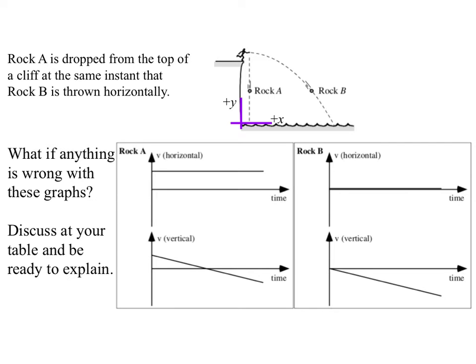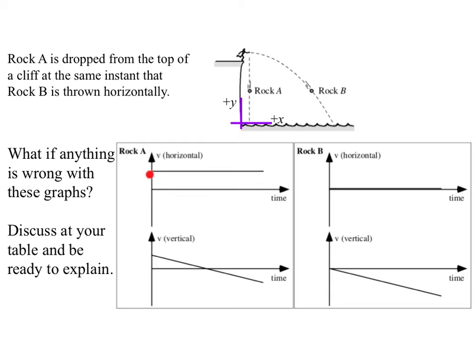Notice that the origin has been picked to be below the rock at the start, with plus y being upward and plus x being rightward. And you're asked what, if anything, is wrong with these graphs, and then be ready to explain why. All right, so let's look at what the graphs are implying.